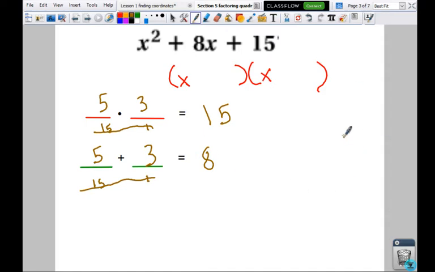So I have everything I need to split this apart. Because this is a positive 5, I'm going to go plus 5. Because it's a positive 3, I'm going to go plus 3.